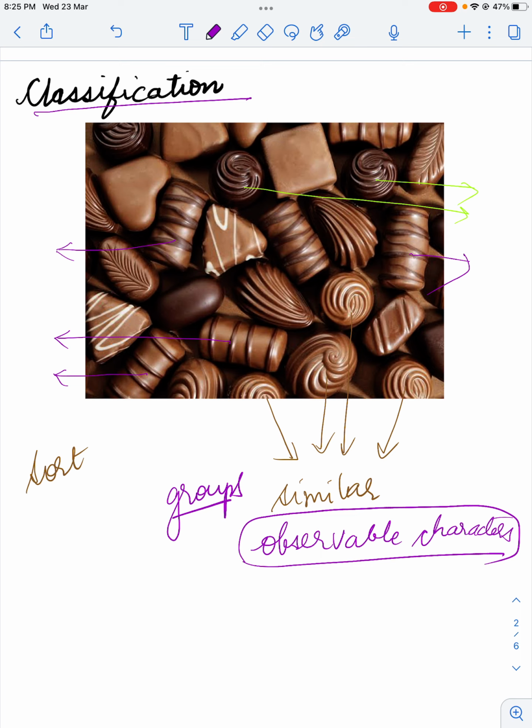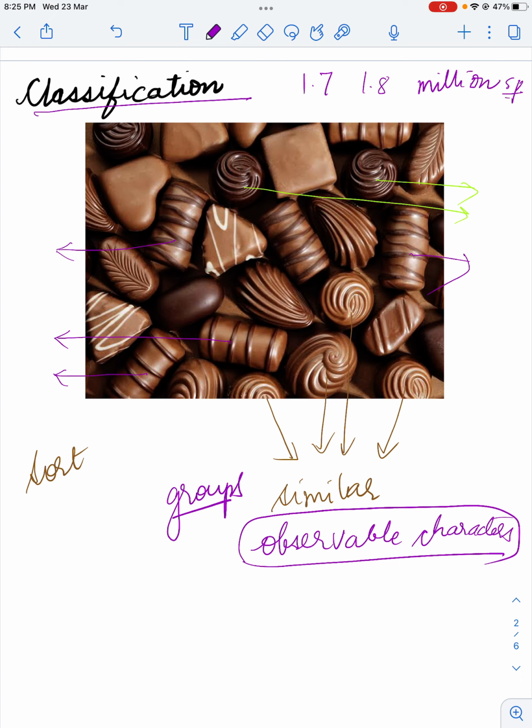So classification of living organisms is required because, as we have already discussed, there are about 1.7 to 1.8 million species, right?